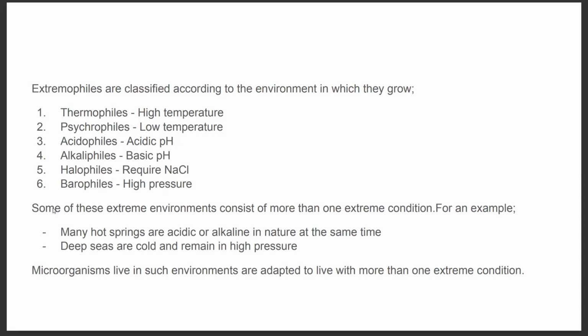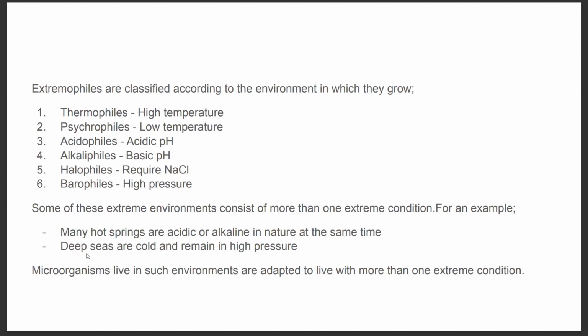The next point, some of these extreme environments consist of more than one extreme condition. Now, for example, if we take hot springs, right? Hot means like high temperature, as well as they are acidic or alkaline. So the microorganisms who live in that kind of hot springs are adapted to live under high temperatures as well as in very acidic or alkaline environments. So they have more than one extreme. They are adapted to live under more than one extreme condition.